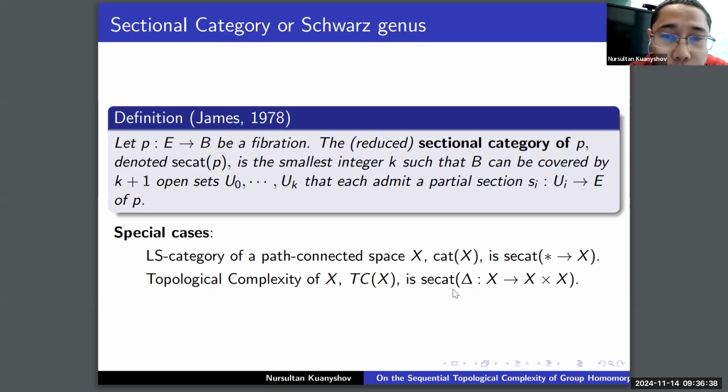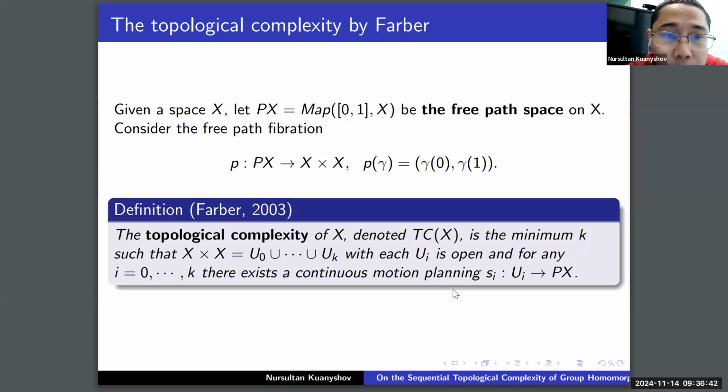So I would like to use this definition from Michael Farber's first paper on topological complexity. Given a space, we have a path space, which we call the free path space, the maps from the interval to the space, and we consider the free path fibration. It takes a path and evaluates at the initial point and the ending point. The definition: the topological complexity of X, denoted TC of X, is the minimum number k such that X cross X is covered by k plus 1 open sets, and on each open set there exists a continuous motion planning. We know that a continuous motion planning exists on a space if and only if the space is contractible. In some sense, here we are partitioning X cross X into contractible sets.